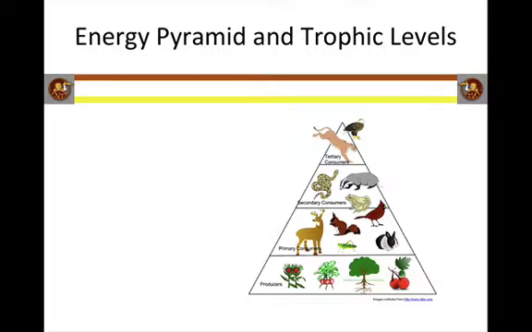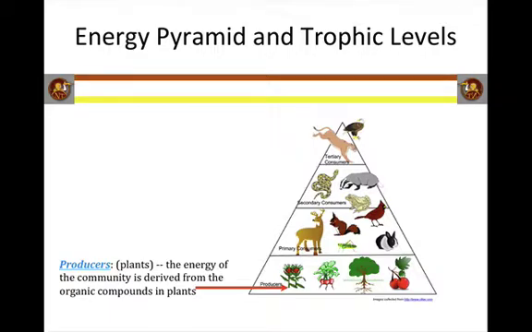Right? But regardless of food chain or food web, everything is organized into something called the energy pyramid and trophic levels. Each level of the pyramid is a trophic level. Like we have an autotroph or a heterotroph. It's the same thing. So we're going to start at the bottom with the producers. They're always on the bottom. They're the very base of the energy. The energy of the entire community is derived from all the organic compounds found in plants.